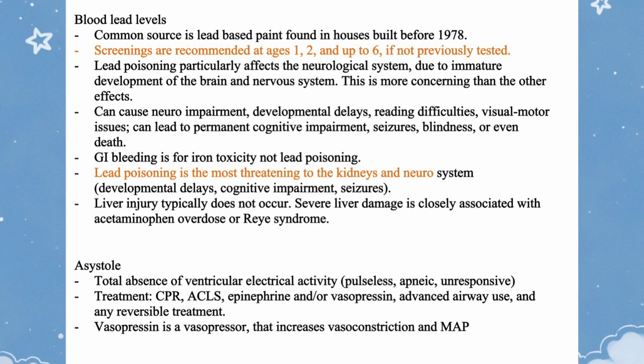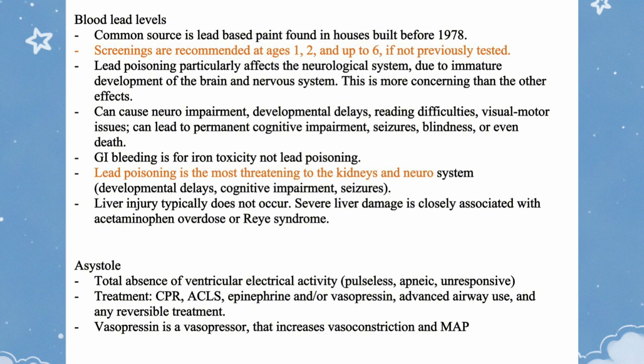Blood lead levels. Common source is lead-based paint found in houses built before 1978. Screenings are recommended at ages 1, 2, and up to 6 if not previously tested. Lead poisoning particularly affects the neurological system. Due to immature development of the brain and nervous system, this is more concerning than the other effects. Can cause neuroimpairment, developmental delays, reading difficulties, visual motor issues, and can lead to permanent cognitive impairment, seizures, blindness, or even death.